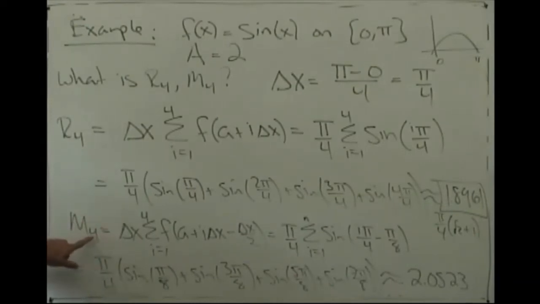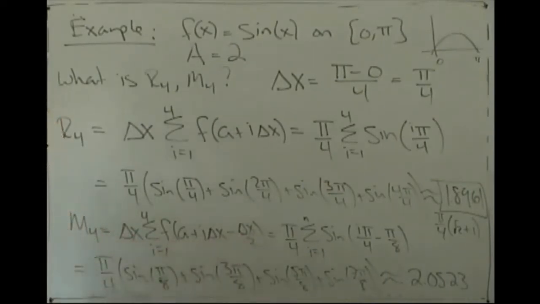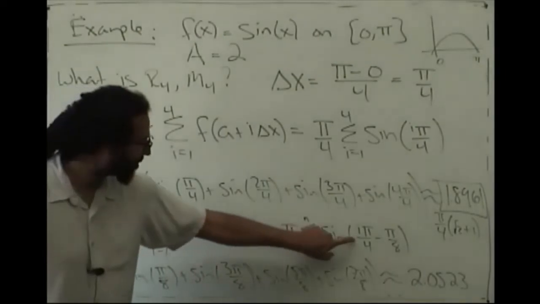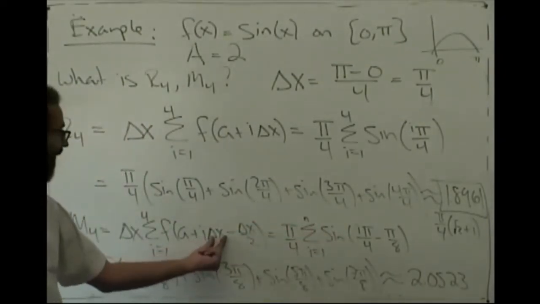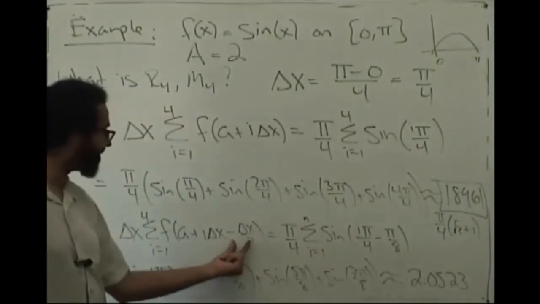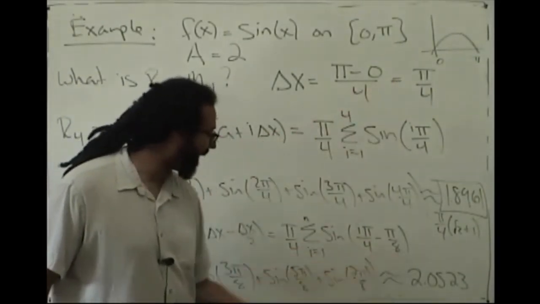Well, again, the midpoint approximation is delta x, and then the sum starting at 1, stopping at 4, and then f of a plus i delta x minus delta x over 2. So again, the function is just the sine function. A is 0, so we don't write that down. And then plus i times pi over 4. So there's the i times delta x part, and then minus delta x over 2. So pi over 4 divided by 2 is pi over 8.